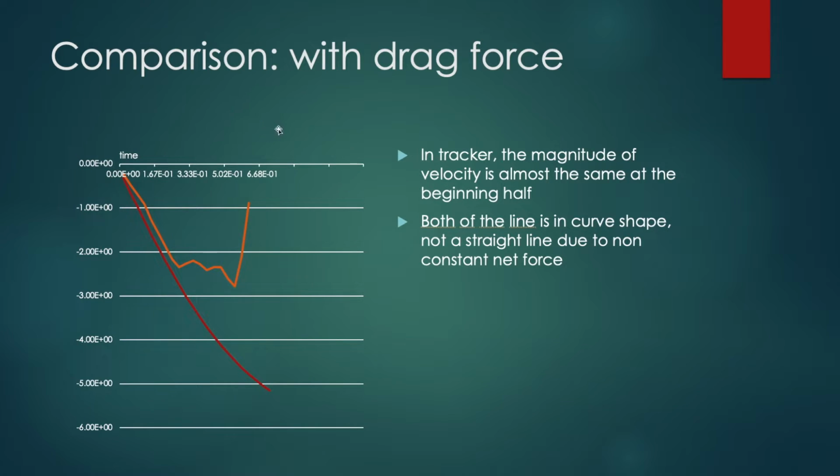Here is the comparison graph of the tracker model and the graph we're getting from the GlowScript model. The red line is from GlowScript. As you can see, the first half of the graph is fairly consistent between the two. However, after half of the time, there is a bit of inconsistency. The source of the inconsistency is mainly the box hitting the ground. However, both of the lines are not straight but curved, which indicates a non-constant net force.